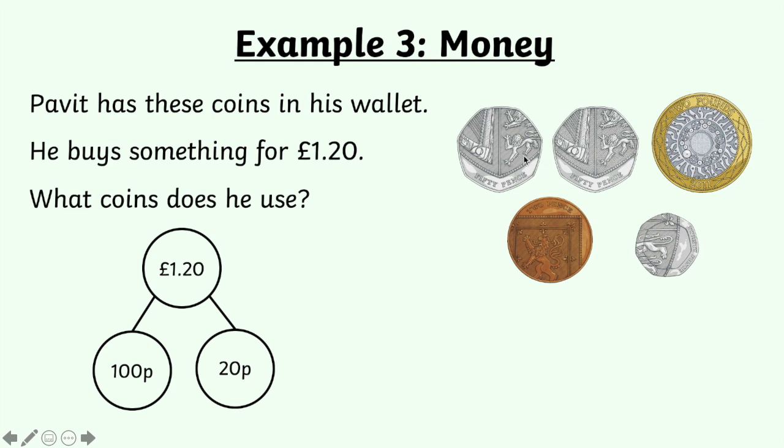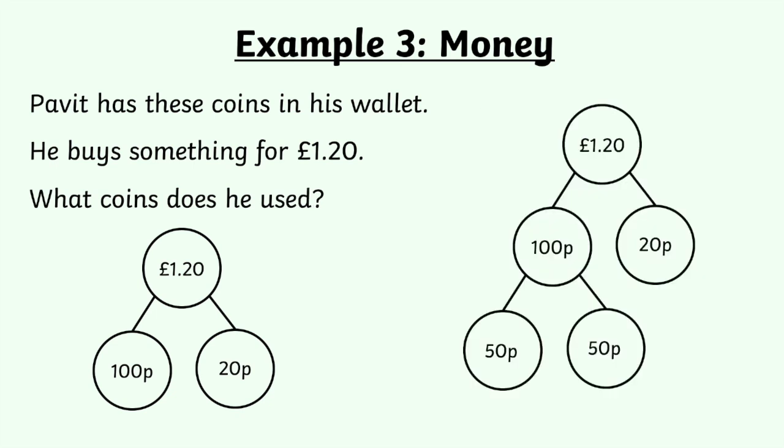And you can see here I've got two 50p's, a £2 coin, a 2 pence, and a 20 pence. And I need to think about how I can make £1 20. Now I actually drew a second part-whole model. I'd taken my first part-whole model and I had a 100p and 20p. Now I know that I can use a 20p because Pavitt had that in his wallet, but we didn't have a £1 coin and we certainly don't have a 100 pence coin because they don't exist.